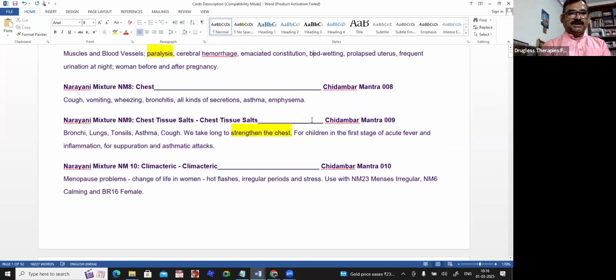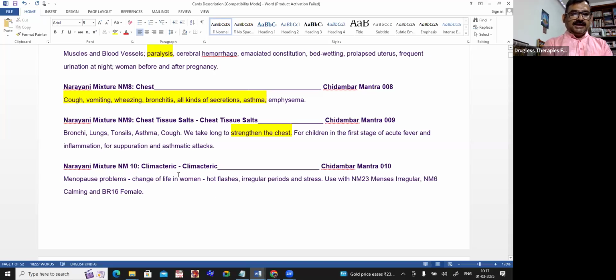NM8 is also for cough, vomiting, general secretions of all kinds, bronchitis, cough and cold. You have to remember this. Simple, no? Chest means anything connected with cough. NM9 is to strengthen the chest because they are tissue salts. You should understand that any tissue salt combination is a general tonic.